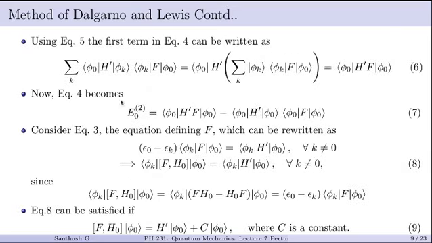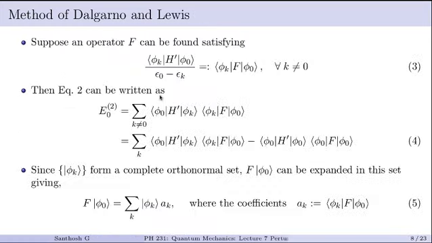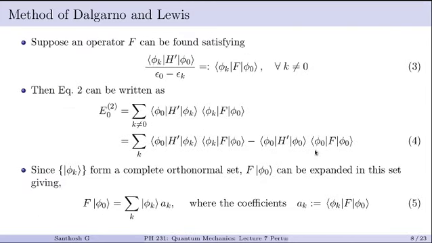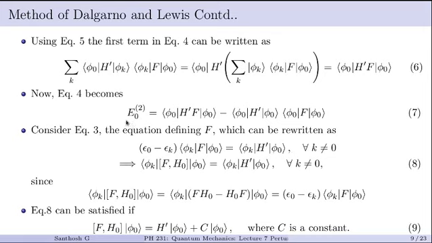And therefore this term is equal to the inner product of phi 0 with the vector obtained by the action of H dash f on phi 0. Then equation 4 becomes: this first term can be replaced by this term, and this term remains as it is, and therefore the second order correction to energy can now be given by this equation.